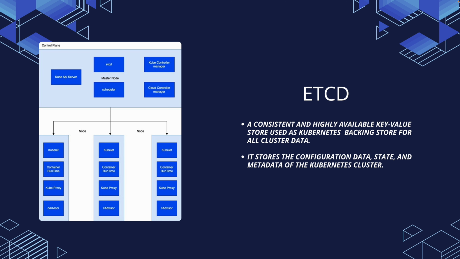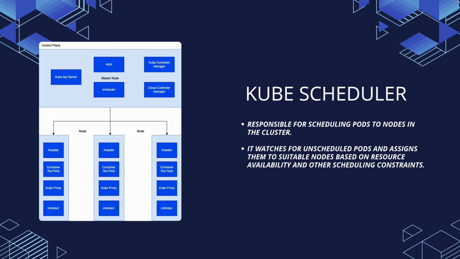Then we have the Kube Scheduler. It is responsible for scheduling pods to nodes in the cluster. It watches for unscheduled pods and assigns them to suitable nodes based on the resource availability and other scheduling constraints.